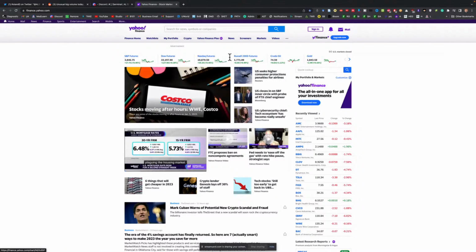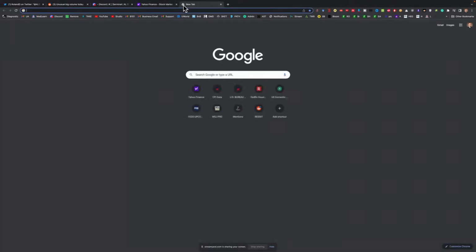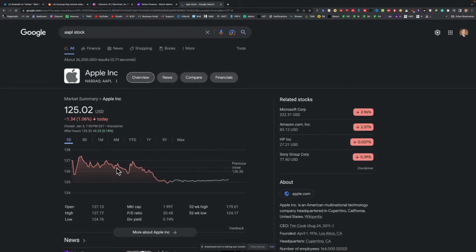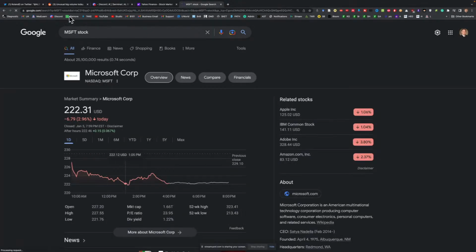So unfortunately, we can't do that. But overall, a lot of the markets did fall down near close to the end. If you take a look at Apple, the stock basically did the same thing. Apple stock is down, right? And Microsoft stock is down, right? So I would actually be interested to look at the inflows and outflows of Microsoft.